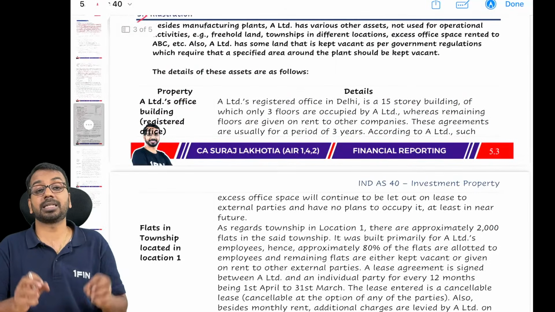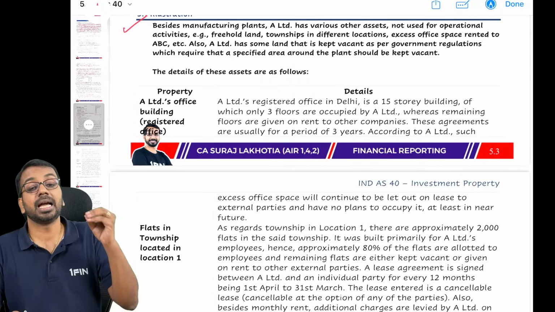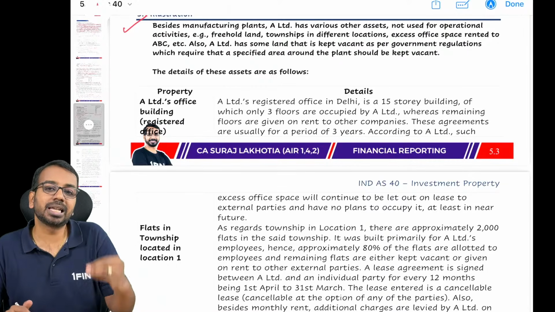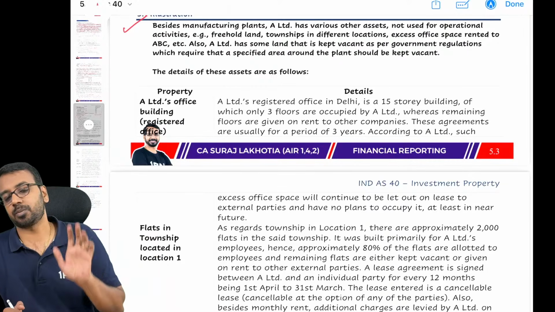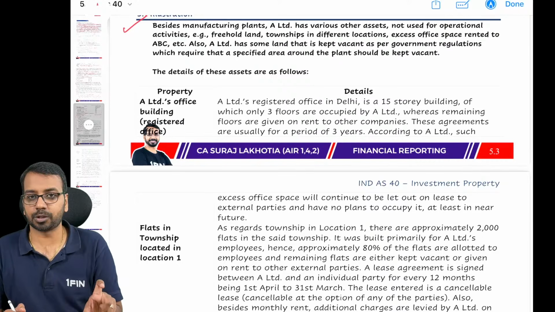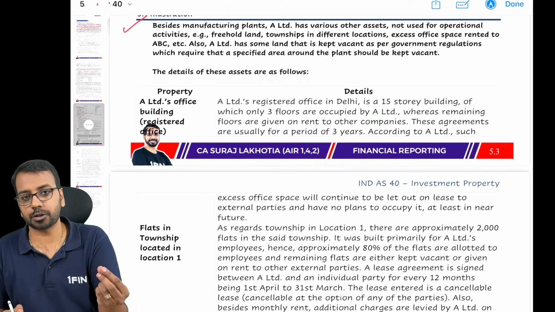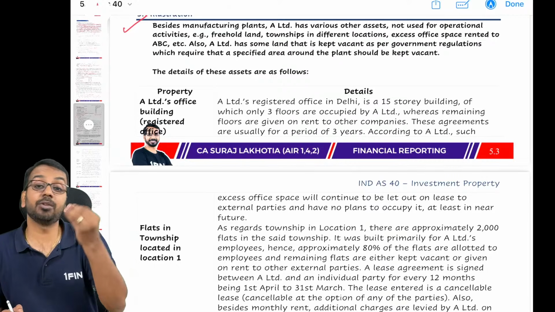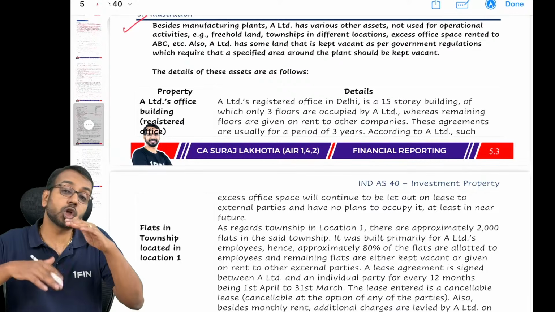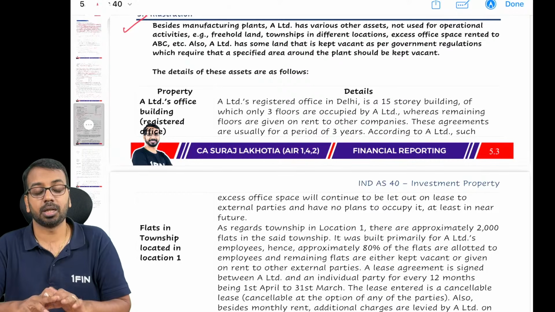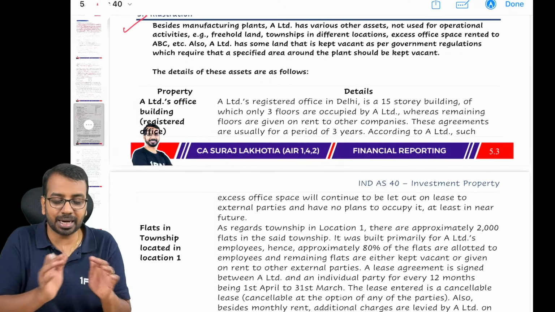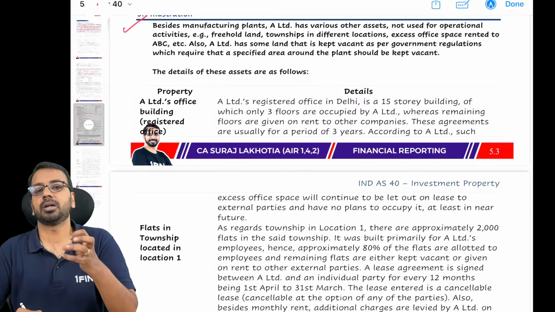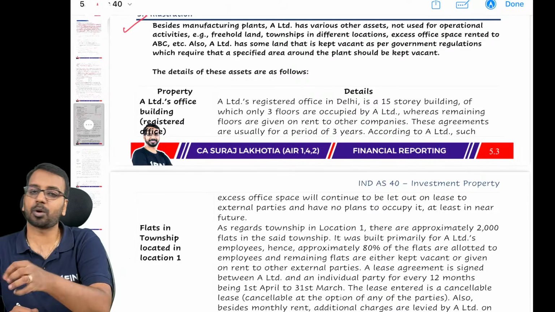Classification. Now for the purpose of classification, one rule that you have to keep in mind is, if a significant portion is let out and it cannot be divided, it is investment property. For example, if there are 10 floors and I have let out 2 floors, 2 floors will be investment, 8 will be PPE. If I have let out 9 floors, 9 will be investment, 1 will be PPE. But if it is not different floors, it is a single floor and 80% is let out, then that entire floor will be considered as investment property. If 80% is self-use, then we will say that it is property, plant and equipment.